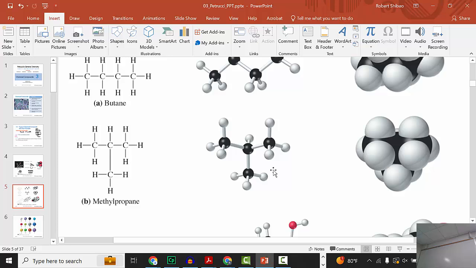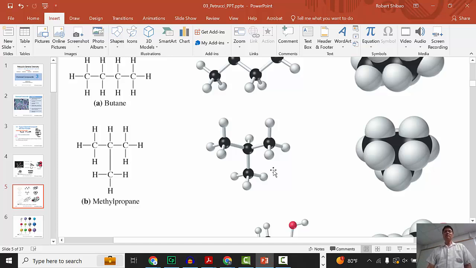Now, people use butane in lighters or for torches. People use propane, not methylpropane, but just regular propane. Regular propane, you take off this methyl group and replace it with a hydrogen, then you have regular propane. And they'll use regular propane in barbecues.